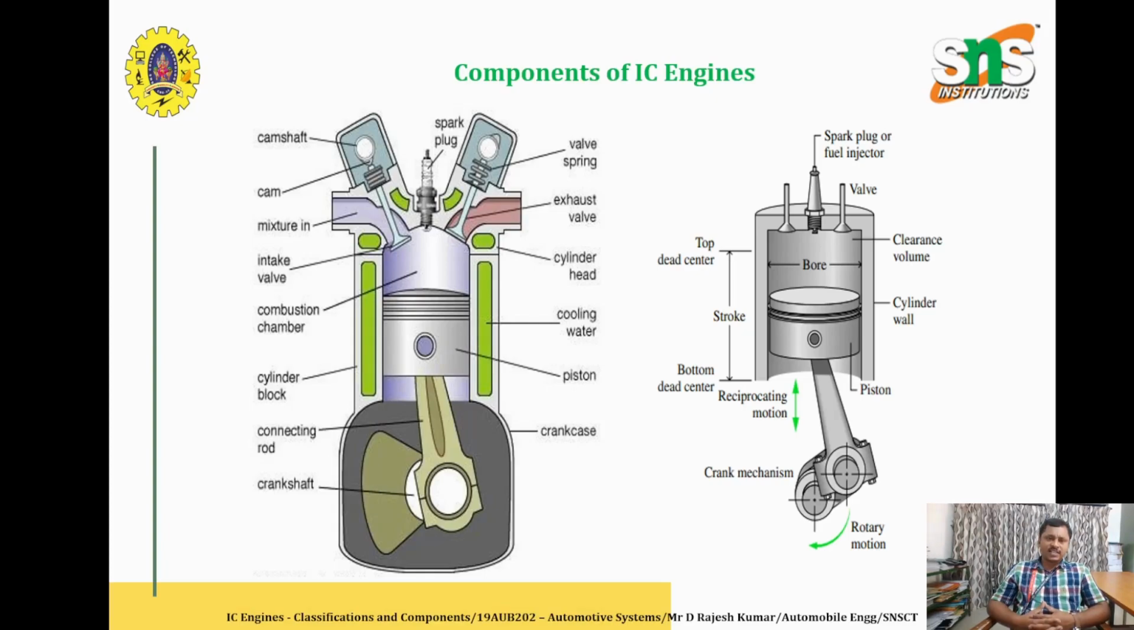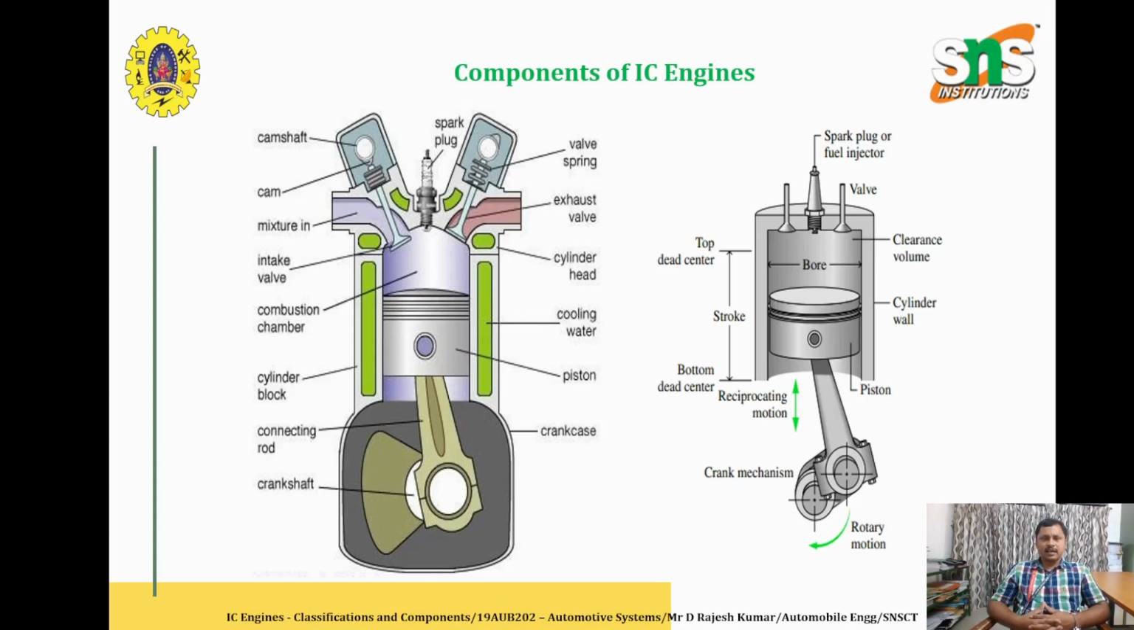And you can see on the left hand side that is called the intake valve, on the right hand side that is indicated in the rose color that is called the exhaust valve, and the place where the firing takes place is called the combustion chamber. And in between the cylinder you can see the green color thing, that is nothing but the cooling water.